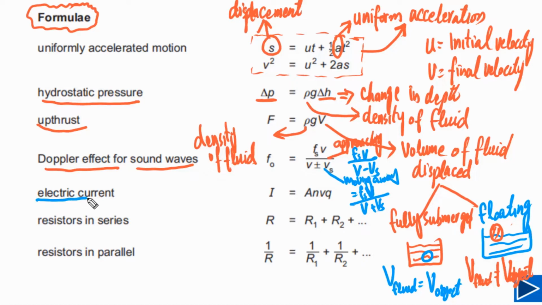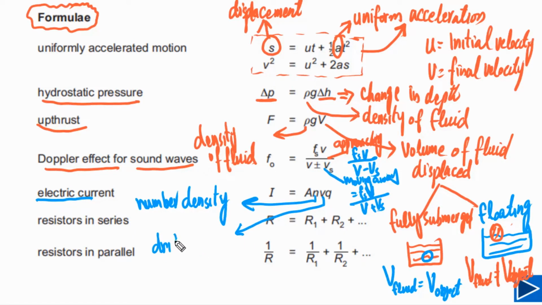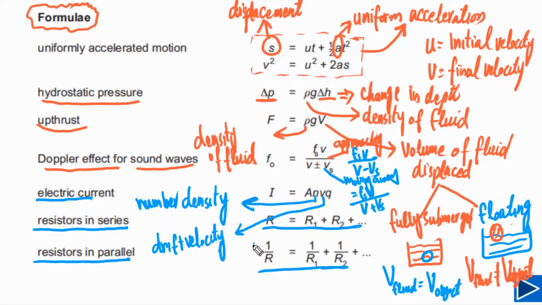Next one is electric current. So n here is number density, the number of free electrons per unit volume, and v here is the drift speed. Actually, better to say this is drift velocity. Number density means number of free electrons per unit volume. And next formula is about resistors in series. You can use this when resistors are connected in series. The last one is about resistors in parallel. This is how you can calculate when the resistors are connected in parallel.